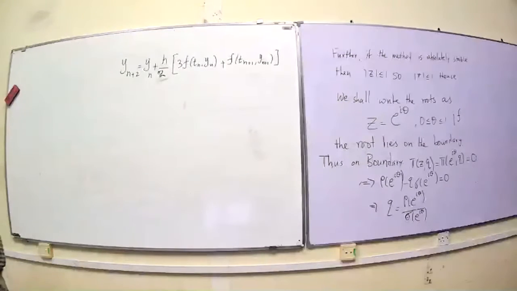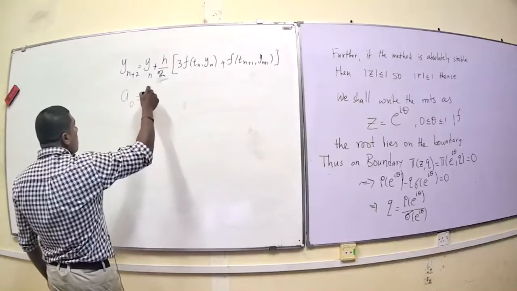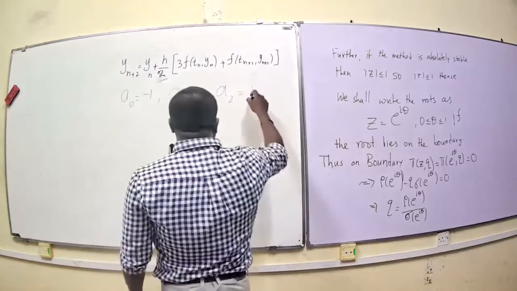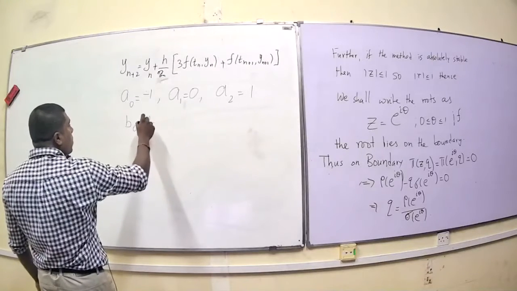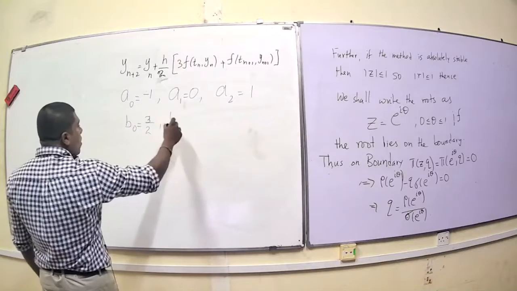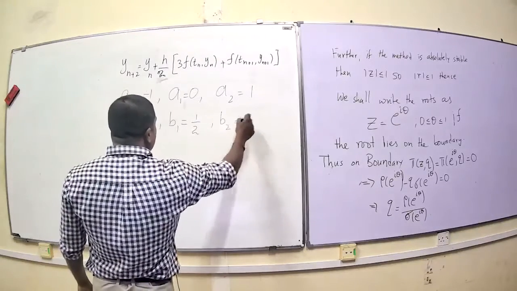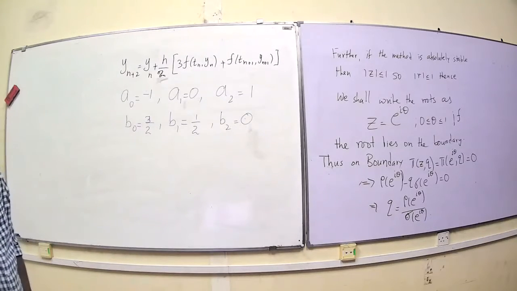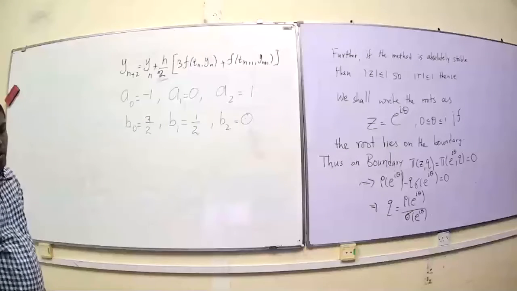Okay, so you can easily write down what is a0, a1, and a2. a0 is minus 1. a1 is 0. a2 is 1. b0 is 3 by 2. b1 is half. b2 is 0. Right, so these are your constant coefficients. a0, a1, a2, and b0, b1, b2 are your coefficients.